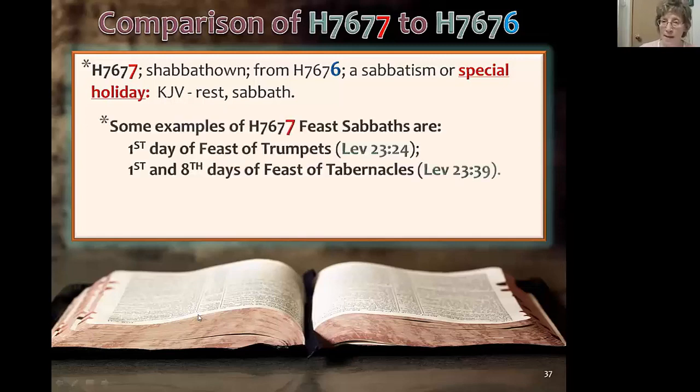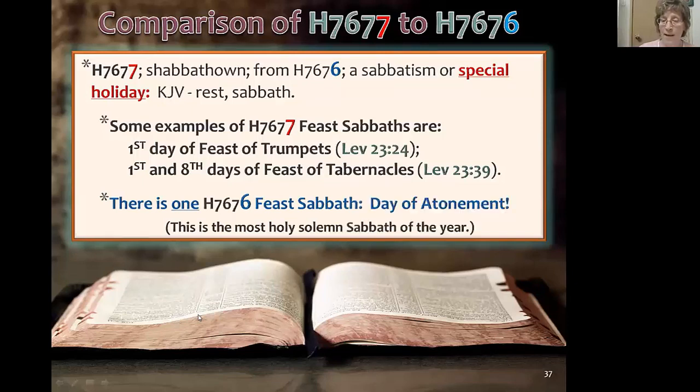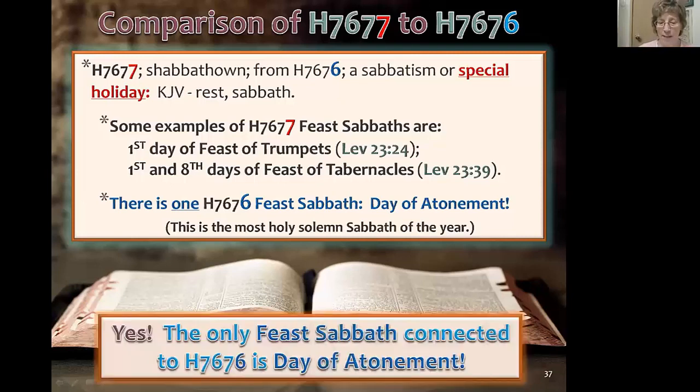It's a rest, of course it is, but it's something special, a special holiday, Shabbaton. So here's some examples of Shabbaton feast Sabbaths. The first day of the Feast of Trumpets, you'll find that in Leviticus 23:24, and the first and the 8th days of the Feast of Tabernacles. They are listed as 7677 Shabbatons. They will have that number beside them. And there is one feast day that gets Shabbat. It's Day of Atonement, the most holy, solemn Sabbath day of the year. It is the only feast Sabbath that is connected to a Shabbat, 7676. The only one. It's a very special day.